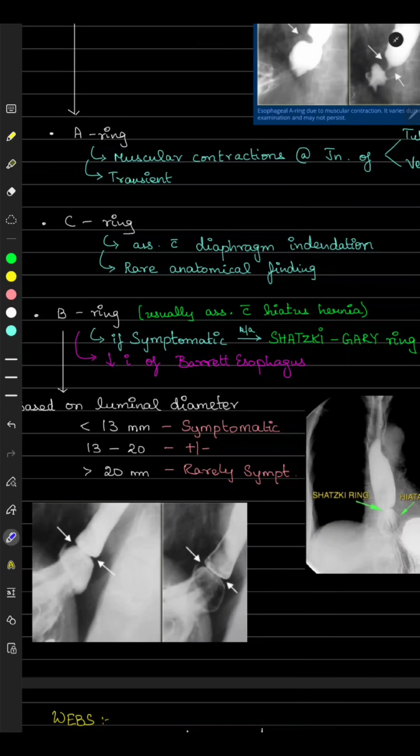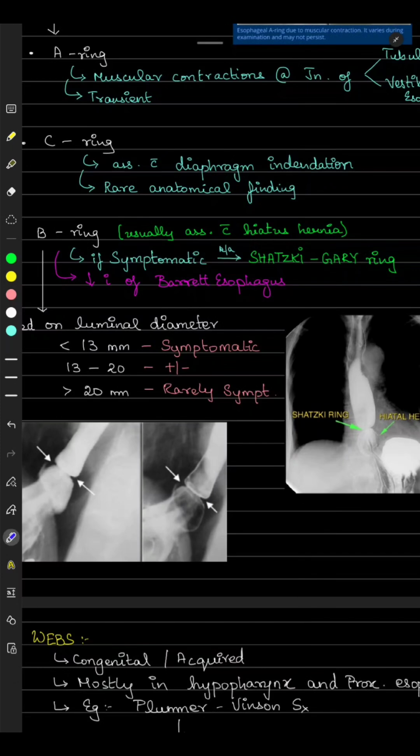Now coming to the main thing, which is the B ring. The B ring is actually a ring formed by the mucosa itself. So inside the lumen we have a constriction. If this is the thickness, and suppose this is the wall of the esophagus and this is the lumen of the esophagus, there is a mucosa which forms the ring.